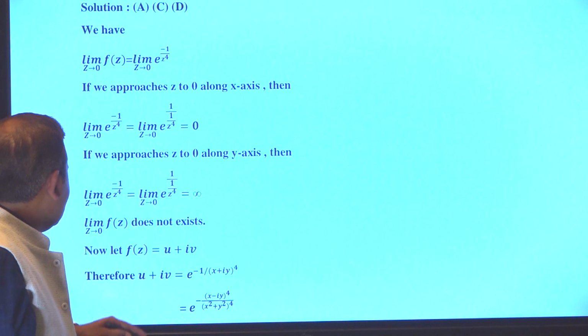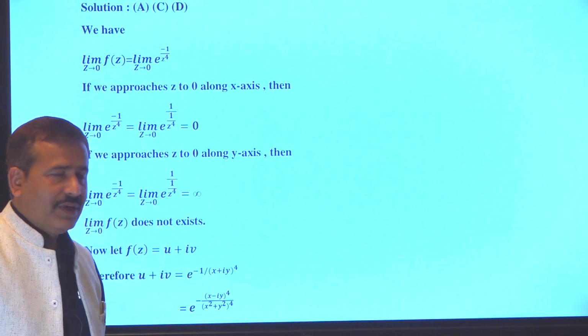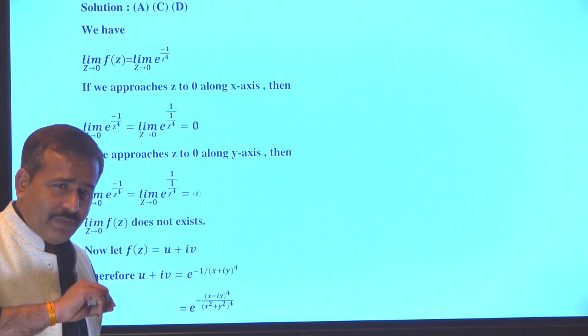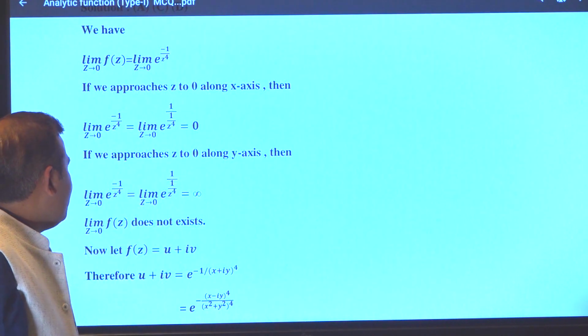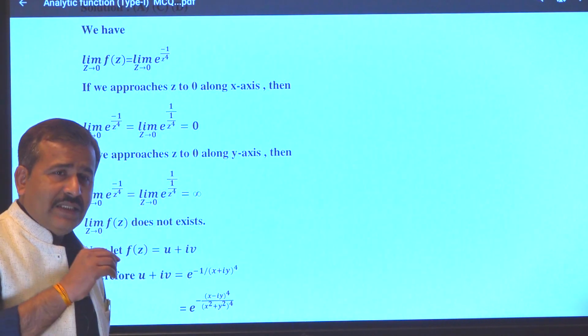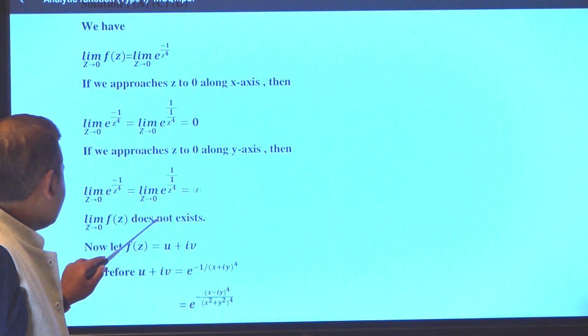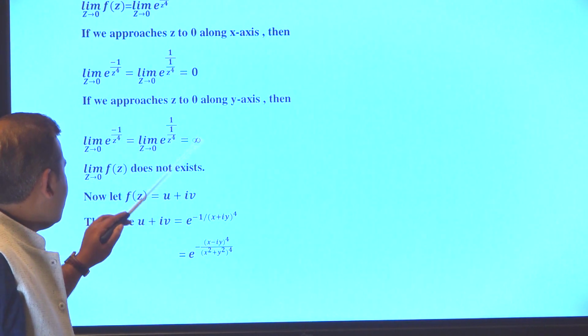That means limit of z tends to 0, f(z) does not exist, because when we take the approach of z tends to 0 along the x-axis, it becomes 0, and when we take the approach of z tends to 0 along the y-axis, this is infinity. So limit of z tends to 0, f(z) does not exist.